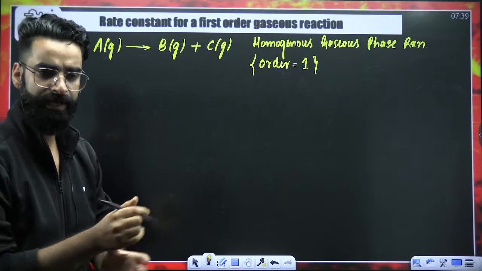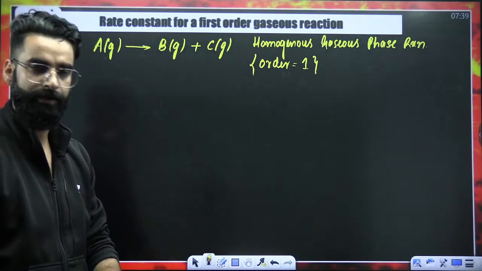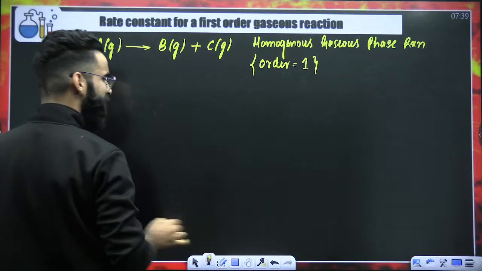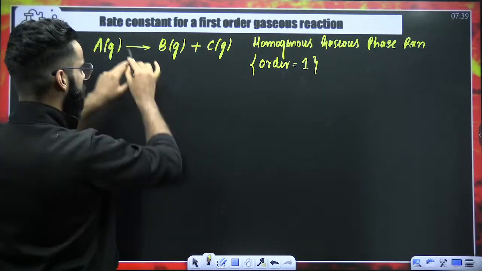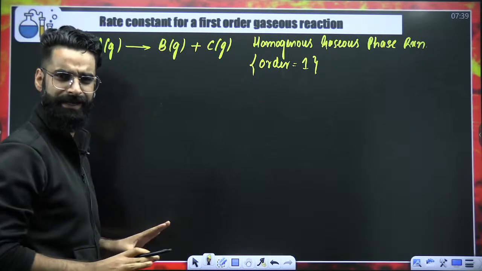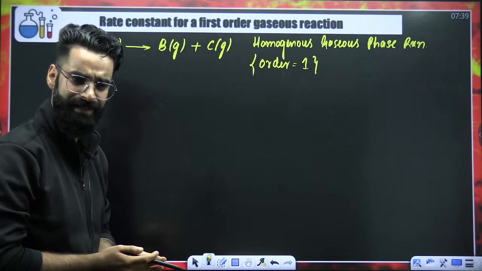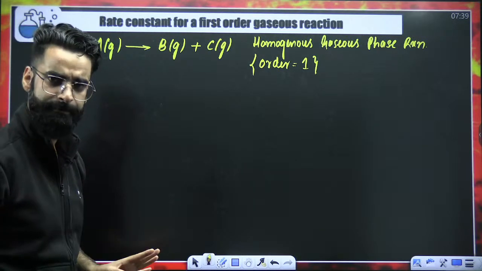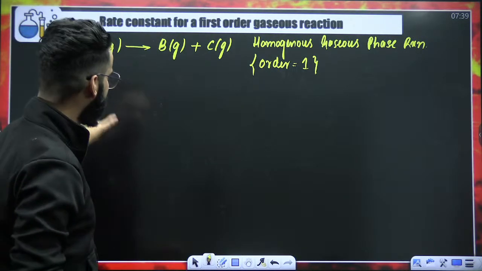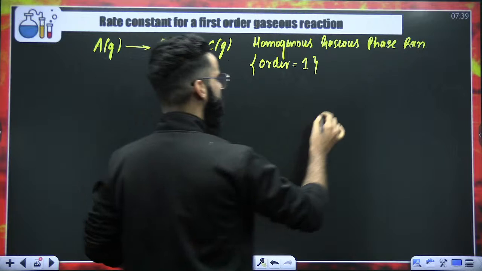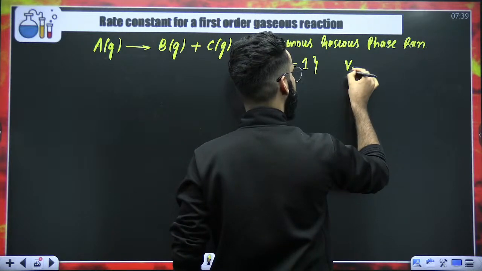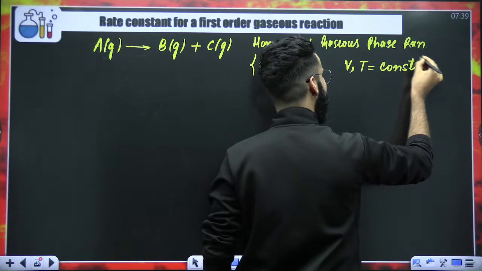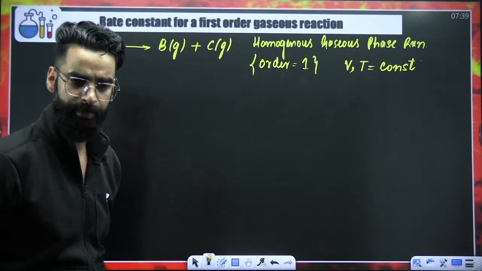Now try to understand what exactly I'm going to say. Something very important. My dear students, first of all, this particular reaction will be taking place in some container which is closed. For example, I've got a container which is closed on all the sides, and in that container, this reaction has to take place, correct? I am assuming this particular reaction is taking place at constant volume and temperature.